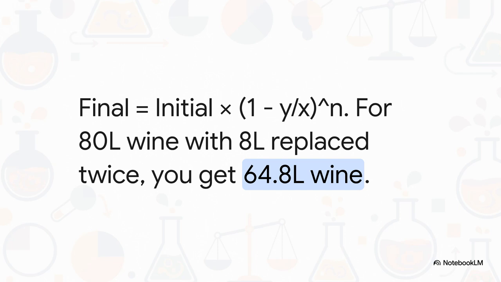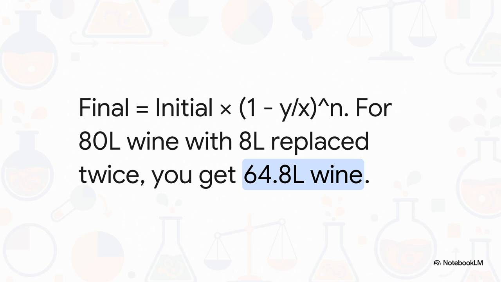But instead of falling into that trap, there's a remarkably simple shortcut formula that solves the whole thing in one shot. Final quantity equals initial quantity times (1 minus y over x), all raised to the power of n. In this case, y is the amount replaced, x is the total capacity, and n is simply the number of times the replacement happens. Let's plug our wine problem in.